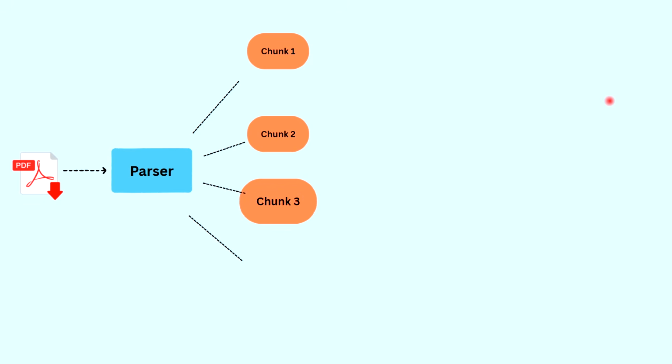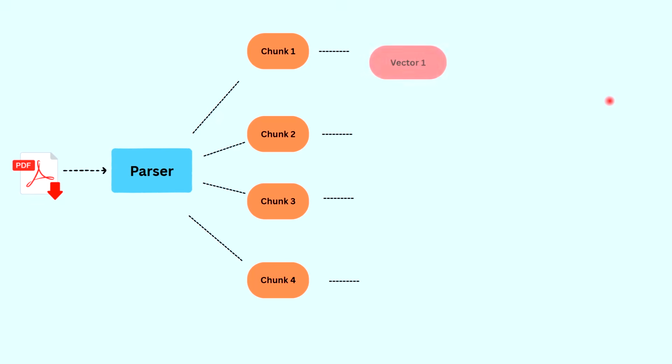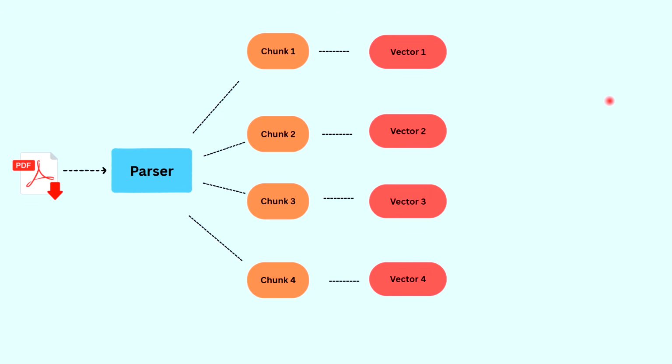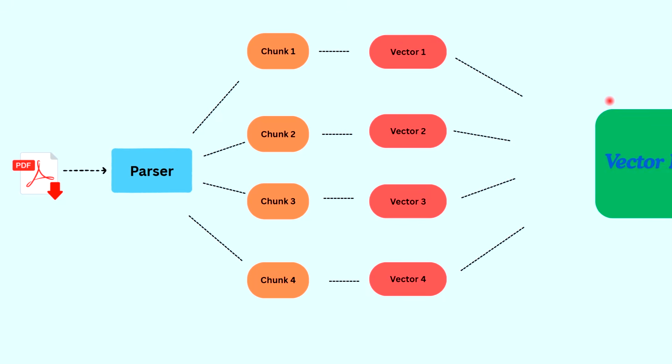In the traditional vector-based RAG, when a document is provided to the RAG, it gets parsed and converted into small chunks, and with the help of an embedding model, these chunks get converted into numerical representations, which are called vectors, and these vectors get saved into the vector database.